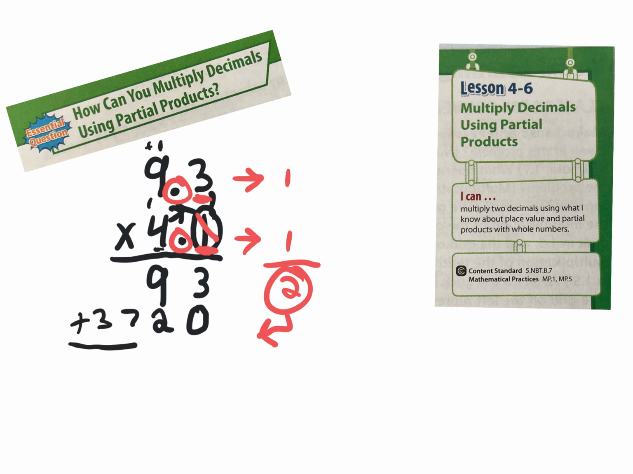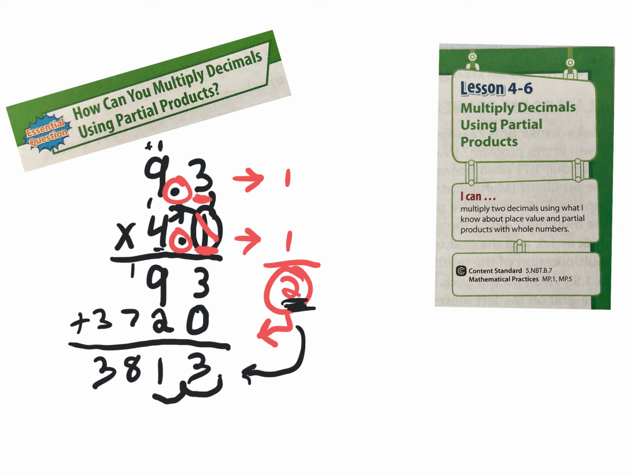We're going to add these partial products up, and we get 3, 11, carry the 1. That is 7 plus 1 is 8, and 3. Now we need to move our decimal spot 2 spots. Here we go, 1 and 2, little egg cartons. And our final answer is 38 13/100.